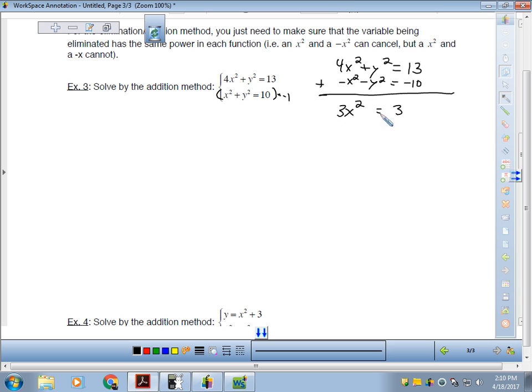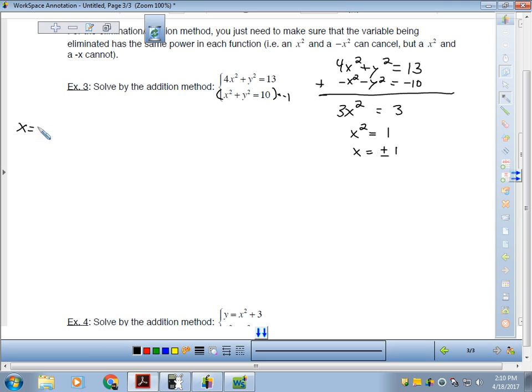So now we have an equation that just has one variable. We can divide both sides by 3, and so we get x squared equals 1. And then we can take the square root, and so we get x equals plus or minus 1. So we actually have 2 possibilities for x. X could be +1 or x could be -1.